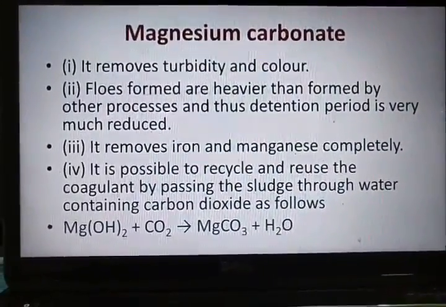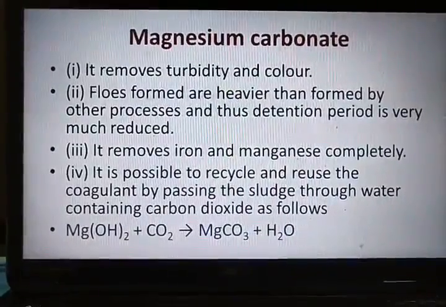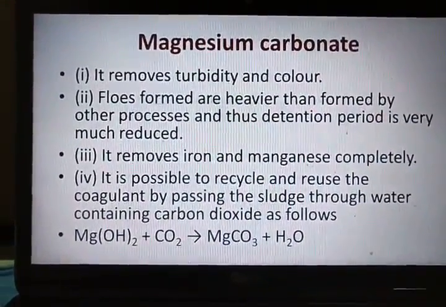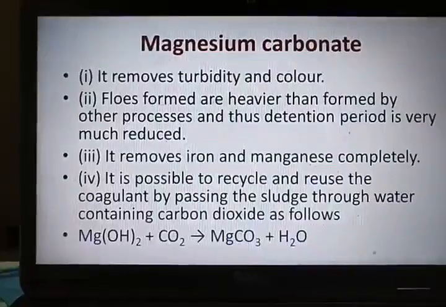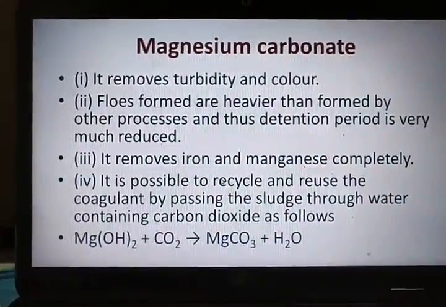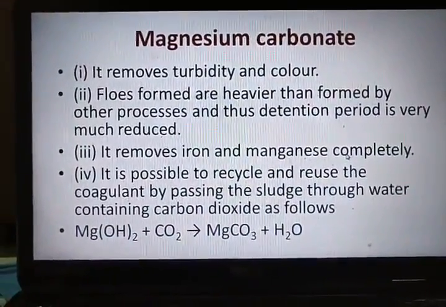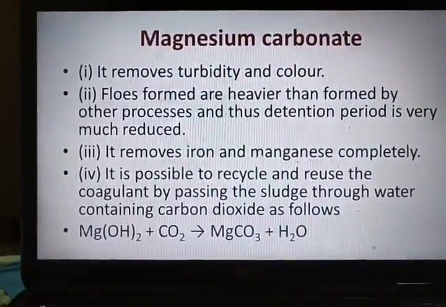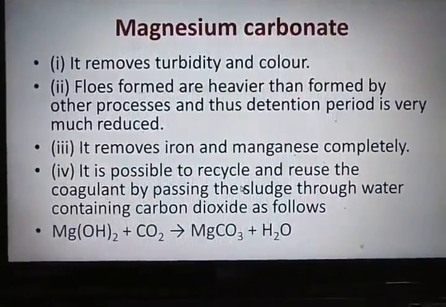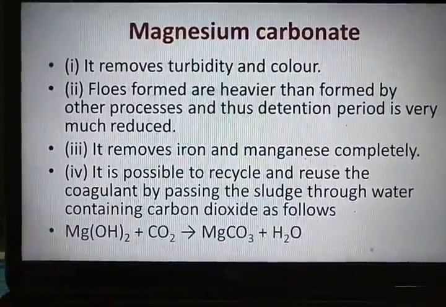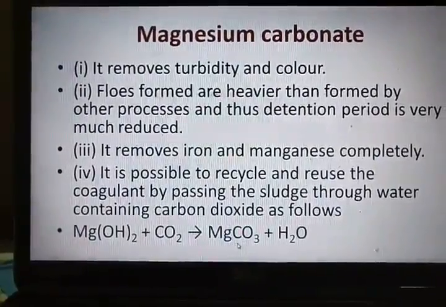Then next is magnesium carbonate. Unlike alum, this magnesium carbonate also removes turbidity and color. The flocs formed are heavier than those formed by other processes, thereby reducing the retention period. It also removes iron and manganese completely, and in this case it is possible to recycle and reuse the coagulant by passing the sludge through water containing carbon dioxide, as given in the reaction. That means this magnesium carbonate can be recovered.